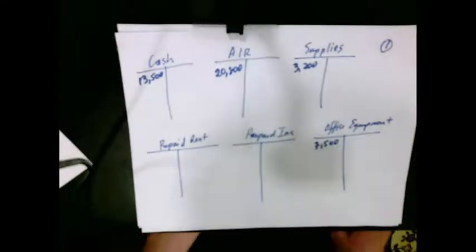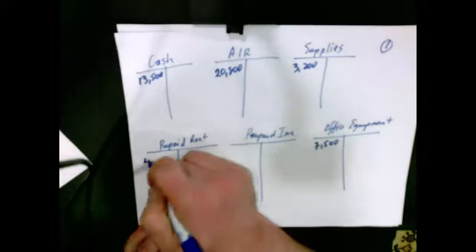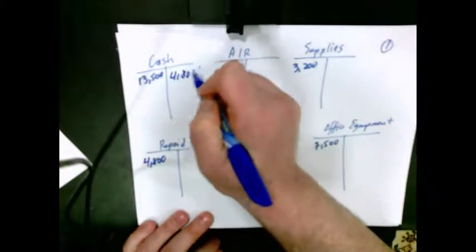The next entry says that on July 1st, she pays for 2 months' rent on a lease rental contract, $4,800. So she prepays her rent in this case, with a debit to prepaid rent of $4,800 and a credit to cash of $4,800.